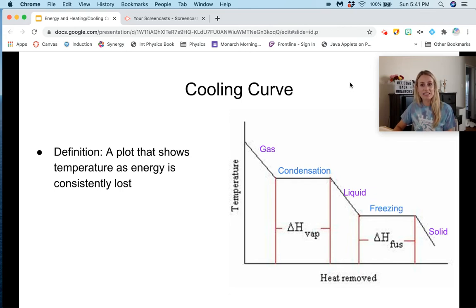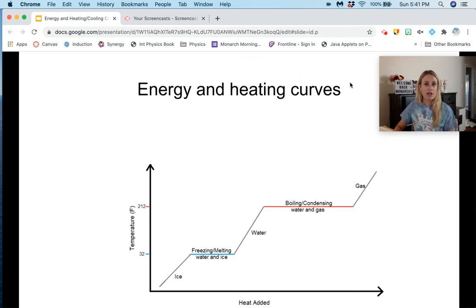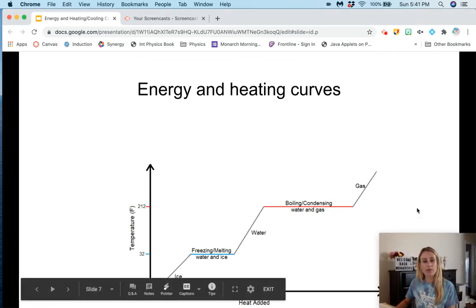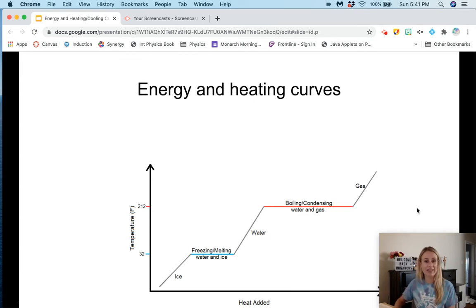Now, it's very interesting to see that we have this delta H sub VAP and delta H sub FUS on this. This is the heat of vaporization and the heat of fusion. I'm going to talk a little bit more about this later. But this has to do with the energy that is required or that has to be taken away in order to make these phase changes happen. So, energy and heating curves. This was the example that I was talking about when you see heating and cooling curves together. You can see that we have freezing / melting between ice and water and boiling / condensing between water and gas.